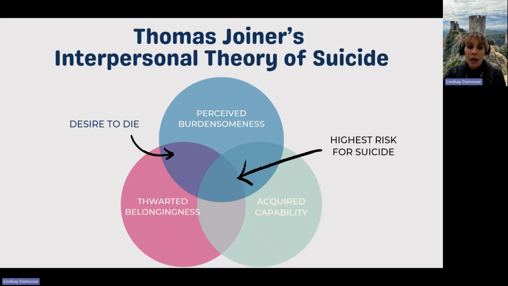But this is the gist of it, okay? Now, they could have these two things but not have what we call acquired capability, which means the ability to die or not being afraid of death. People can feel like they're a burden to others, feel like they don't fit in. But I would always encourage people to ask, do you fear death? Our clients and our patients react so favorably to this. To me, this always gives me an understanding of whether somebody's actually at risk or not. A lot of people will say, yeah, I want to die, but I actually don't like pain. I don't want to hurt myself.